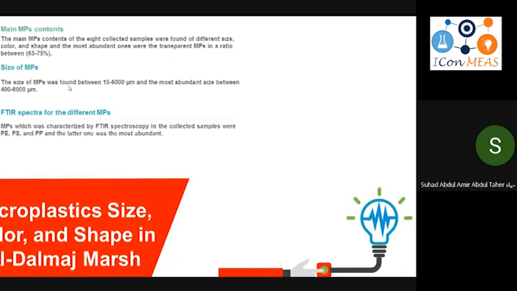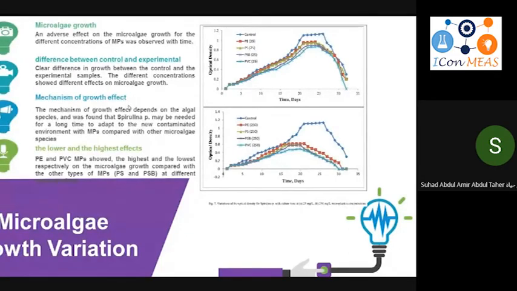Microplastic size, color, and shape found in Dalmaj marsh, we also talk about it. The microalgae are affected by the concentration of microplastics. Here, the concentration of microplastics was 25 milligram per liter, and here the concentration of microplastics is 250 milligram per liter. And we can see the effects on microalgae growth at this high concentration.